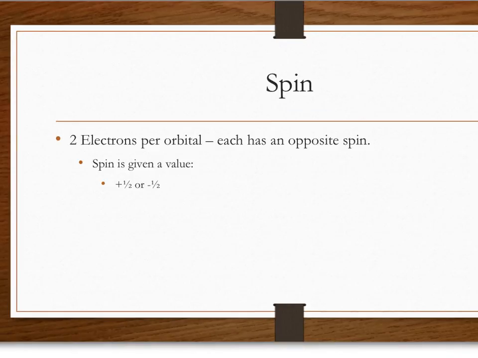All right, our last quantum number, or way to describe an electron, is spin. There are 2 electrons per orbital. Because they have like charges and they're hanging out by each other, they need to have opposite spins. So the spin is given a value, and that value, folks, is either positive 1/2 or negative 1/2.